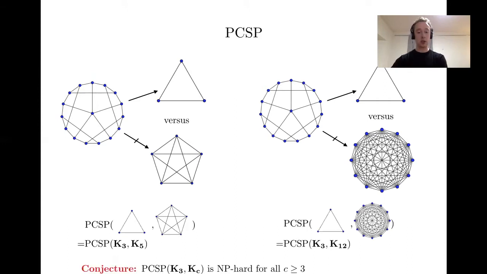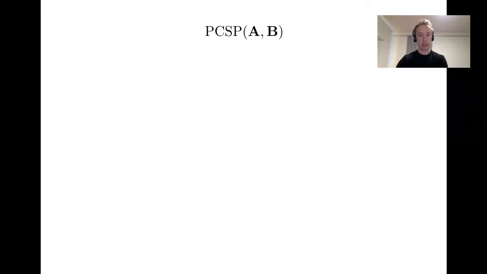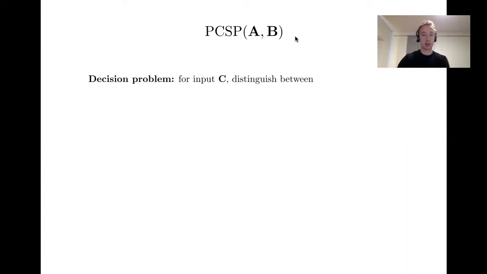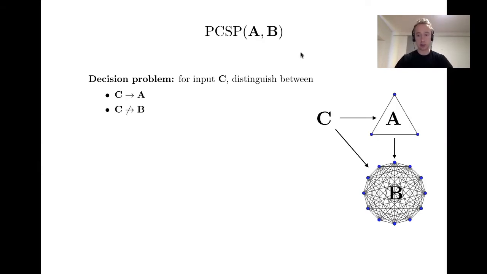It is conjectured that all problems of this form are NP-hard, which means that knowing that a graph is 3 colorable doesn't help you find a 3 coloring or a coloring with any fixed number of colors. Now we define the PCSP more generally. So for an input C, we want to distinguish between the two cases, that C has a homomorphism to A and C has no homomorphism to B. Let's compare this to the context of graphs, where C was our input graph, A was the triangle representing 3 coloring, and B was, for example, the 12 clique representing 12 coloring.